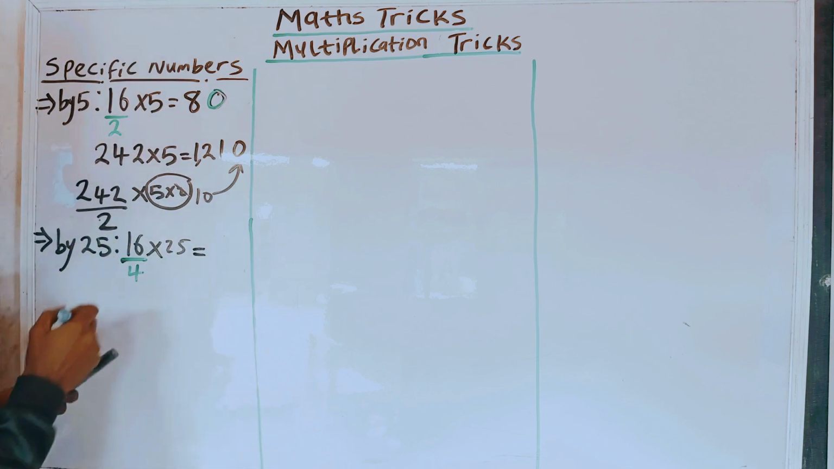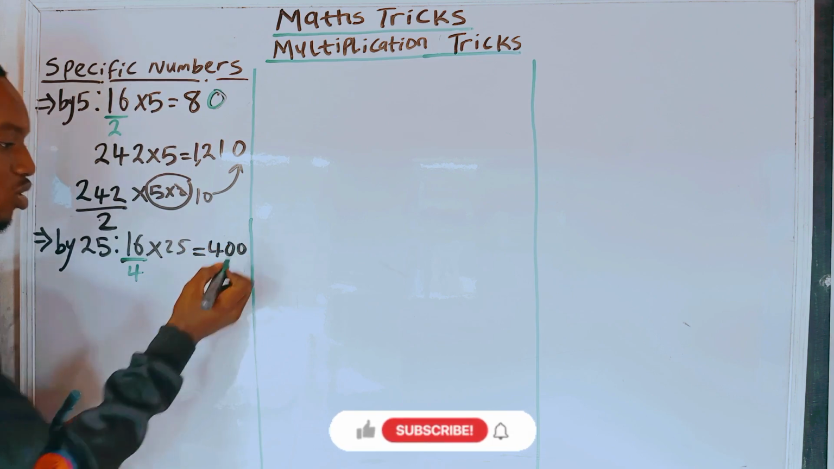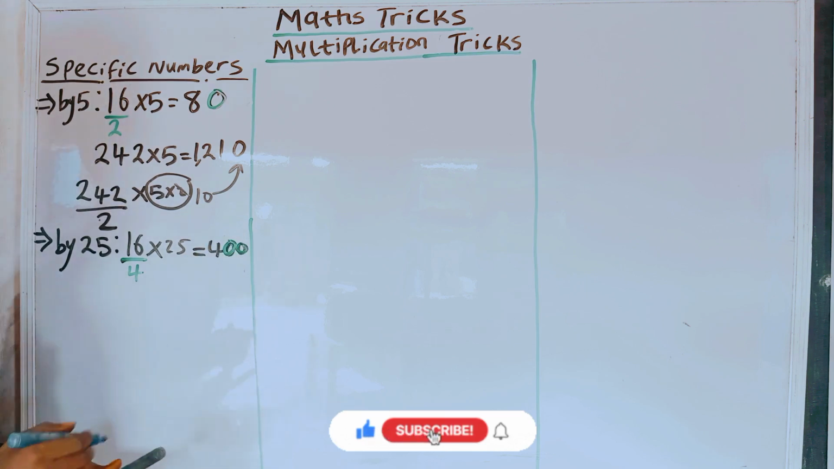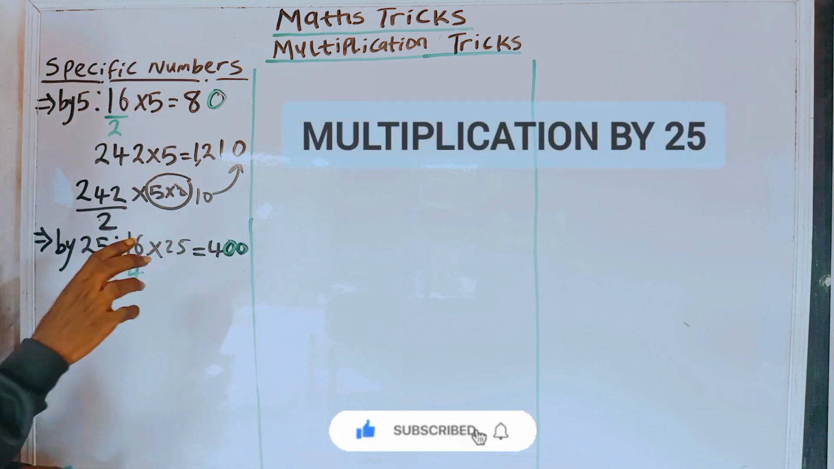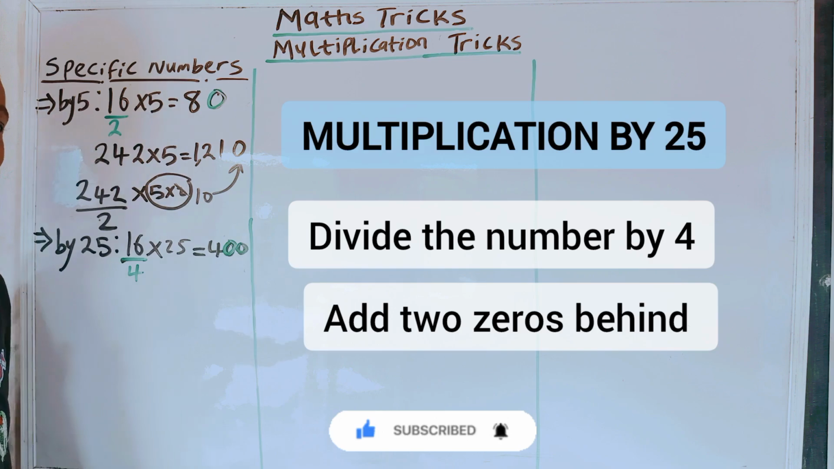It means 16 divided by 4. That gives us 4. Then add 2 zeros behind. That gives us 400. As simple as ABC. 400. Very, very simple and fast. Whenever you are multiplying a number by 25, divide that number by 4, add 2 zeros behind. You get your answer easily.